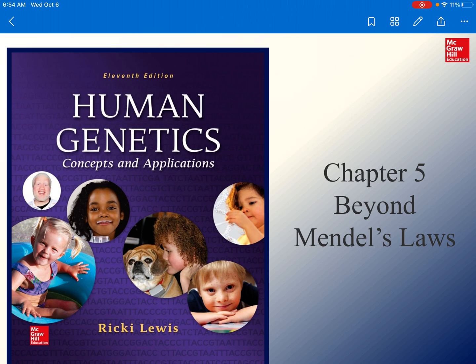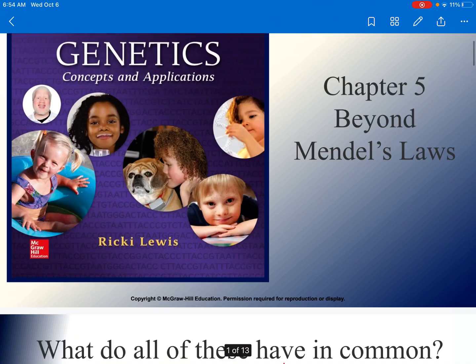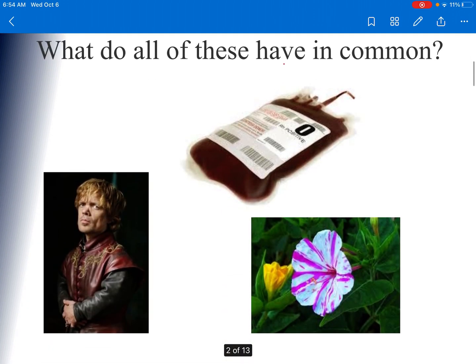Things we're going to talk about in this chapter change some of those probabilities because they're different types of inheritance. And so the question is, what do all of these have in common? These are all showing pictures of non-Mendelian traits.